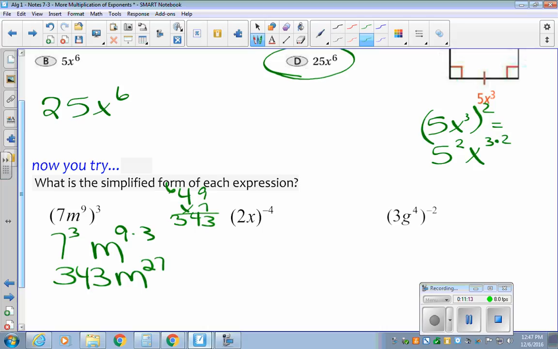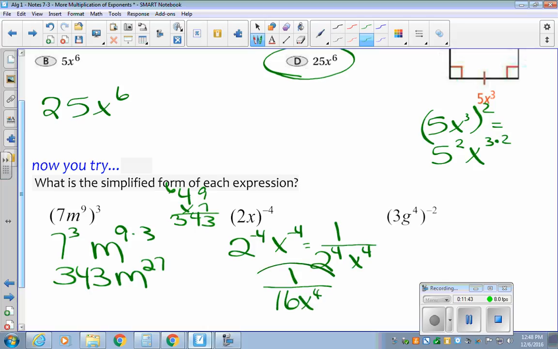This guy here, we get 2 to the negative 4 and x to the negative 4. We're going to go ahead and write that as positive, so we're going to bump it down. And let's go ahead and find what 2 to the 4th is. 2 times 2 is 4. 4 times 2 is 8. 8 times 2 is 16. So it's 1 over 16x to the 4th.